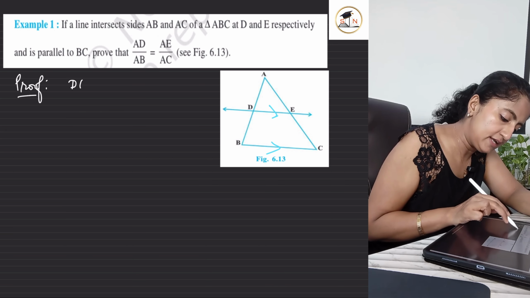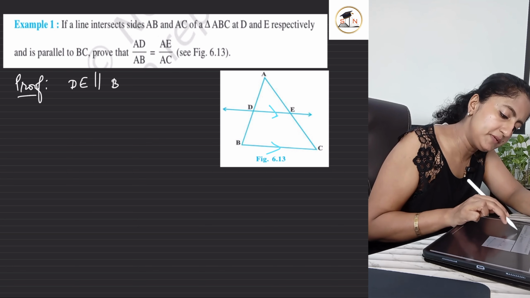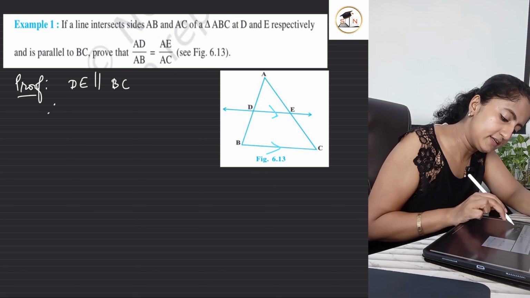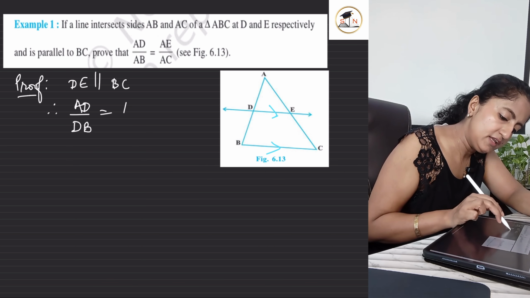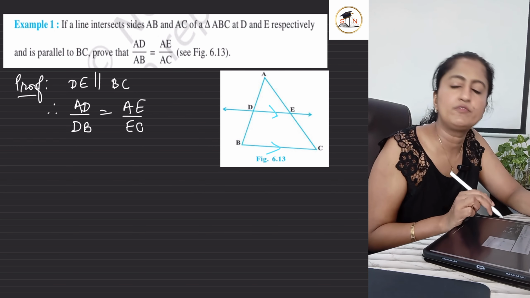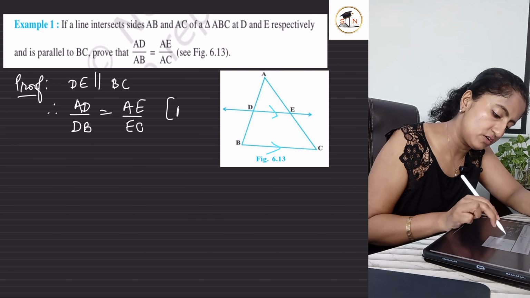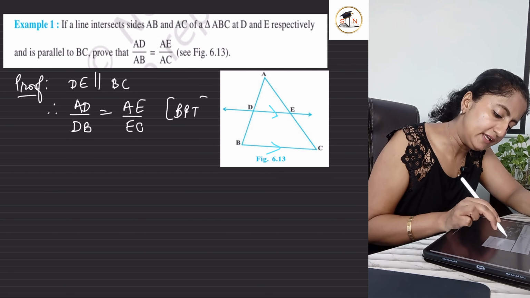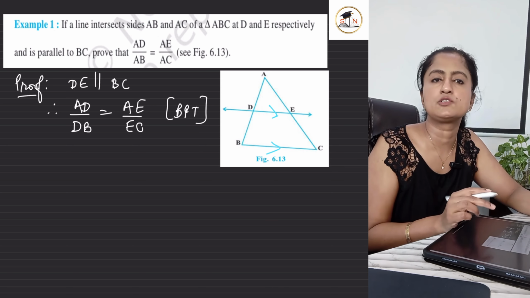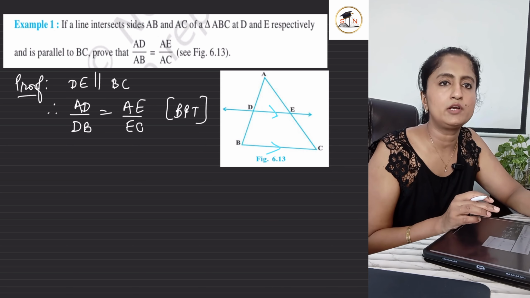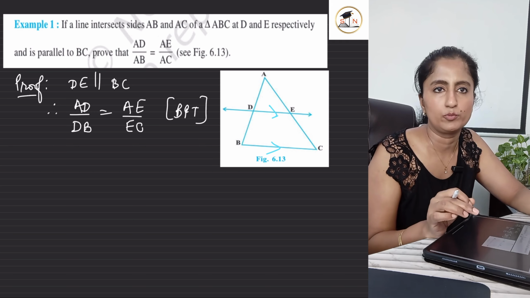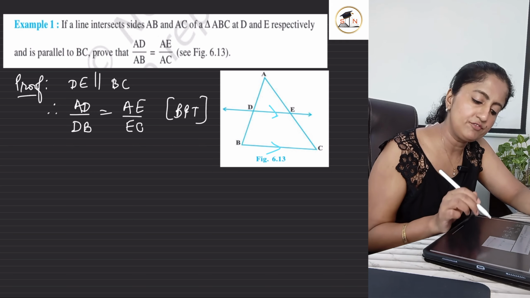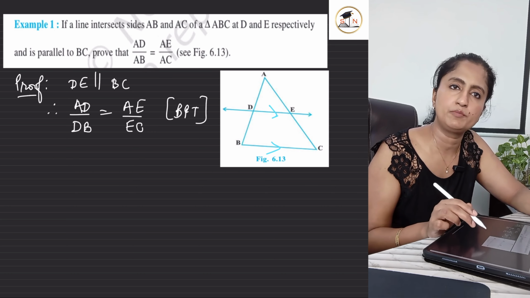We are given that DE is parallel to BC. So what do we get? Therefore, AD over DB equals AE over EC. And why do we have that? It is because of BPT. You have to write the reasons. It is normal geometry portion. So whenever you are finding something, you are concluding something, you have to write down the reason along with. Okay. Now, we have got the parts of the lines in ratio because of BPT.